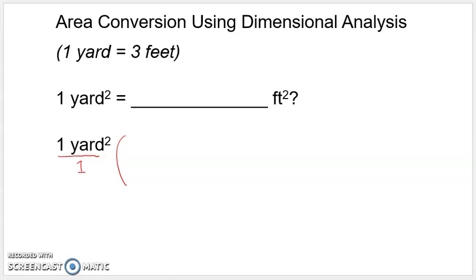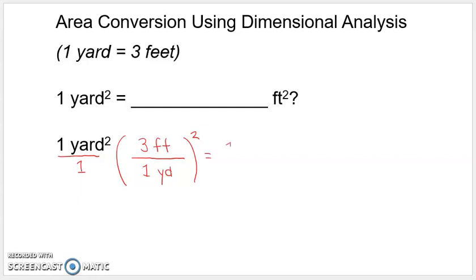I've got a yard on the top, so I want to get a yard on the bottom. So 1 yard is equivalent to 3 feet. But this doesn't quite cancel. I have a yard squared on the top, but only a plain yard on the bottom. So to make it a yard squared and a yard squared, I need to square this conversion factor. So I'm going to square everything that's in that conversion factor.